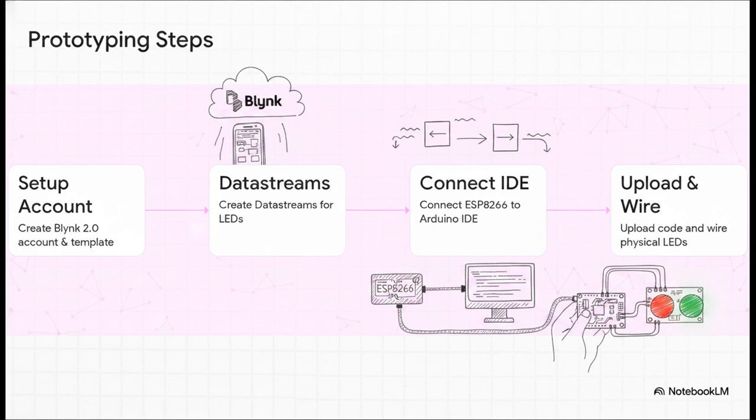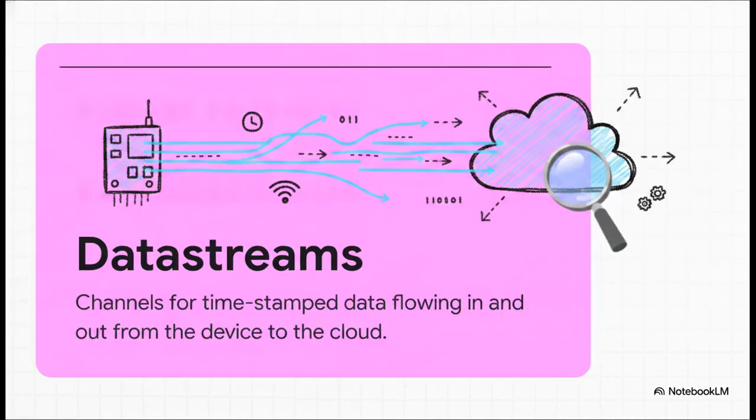It's awesome because this beautifully illustrates just how accessible it is today to connect a physical light bulb on your desk to a digital control dashboard hosted out in the cloud. But the absolutely crucial point here is understanding how that connection actually happens. Data streams. These act as the channels for any time-stamped data flowing in and out from the device to the cloud. By the way, if you've used older hardware, you probably know these as virtual pins.